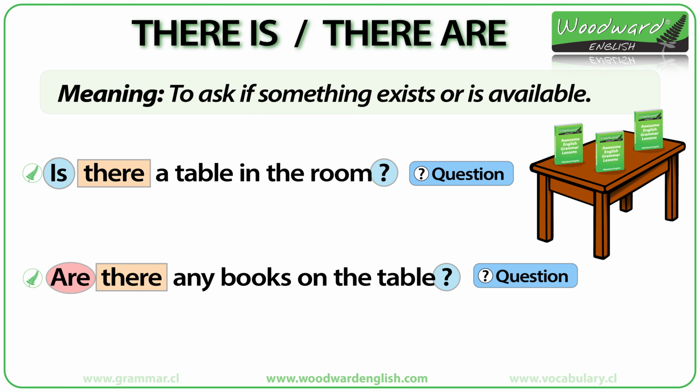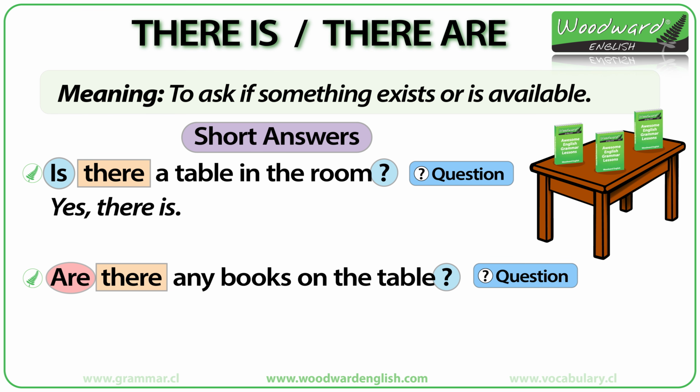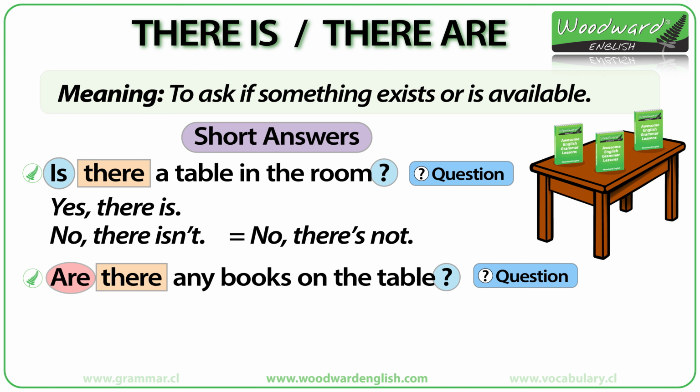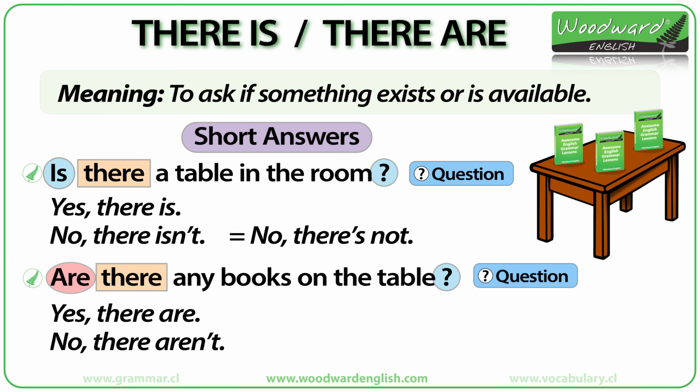The most common way is to use short answers. Is there a table in the room? Yes, there is. Or, no, there isn't. Or, no, there's not. So, no, there isn't, or no, there's not. They're both correct, both different ways of saying it. Are there any books on the table? Yes, there are. Or, no, there aren't.